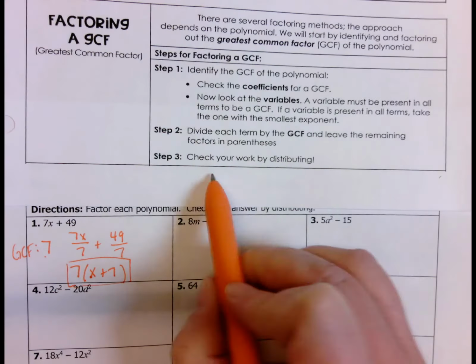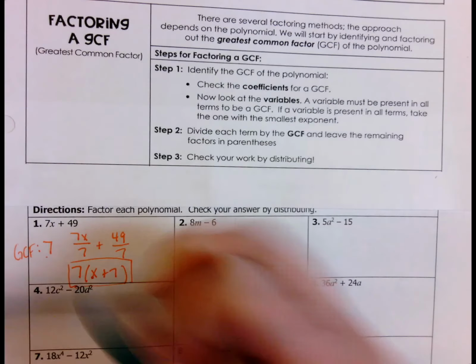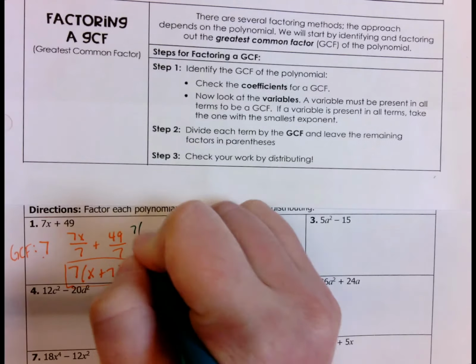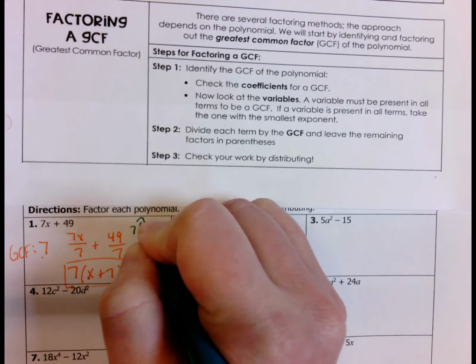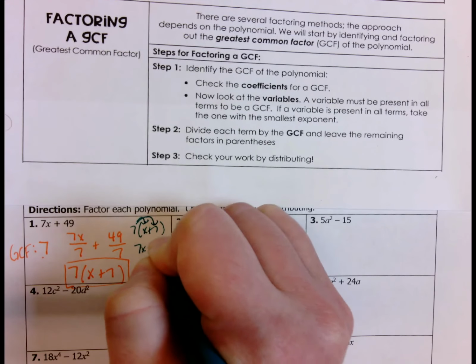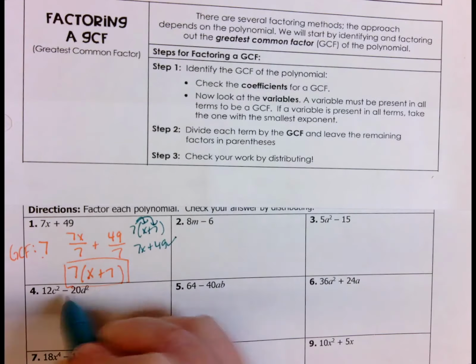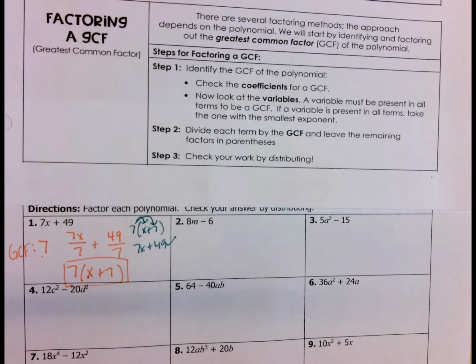Then we want to check our work by putting it back in there. We do a quick check: 7 times x is 7x, and 7 times 7 is 49, and that's what I started with. So this is the correct answer. We're going to do a few more examples of this because it does get a little bit more complicated as you add more to it.